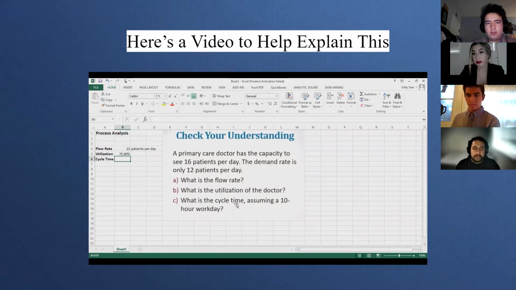Here, what is the cycle time? In a 10-hour workday, cycle time is the time between flow units, and it's the reciprocal of the flow rate, meaning it's 1 over the flow rate. The flow rate here is 12, so 1 over 12, right? But because we're assuming a 10-hour workday, we're actually doing 10 over 12. That gets us 0.833 hours. And this is how you find the flow rate.